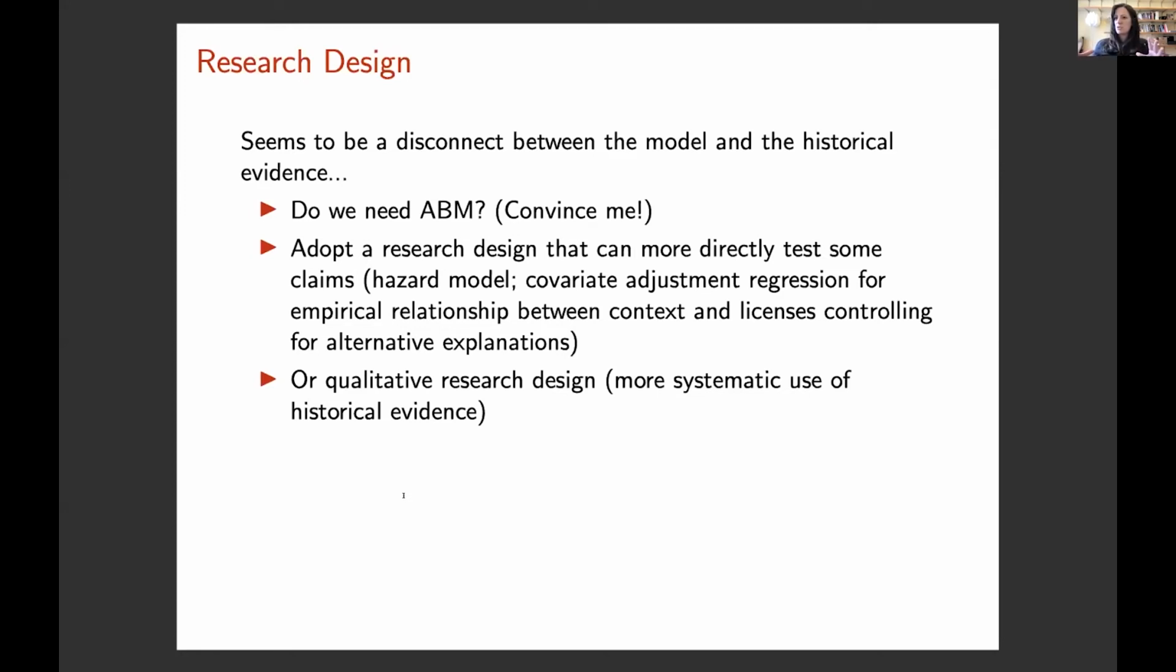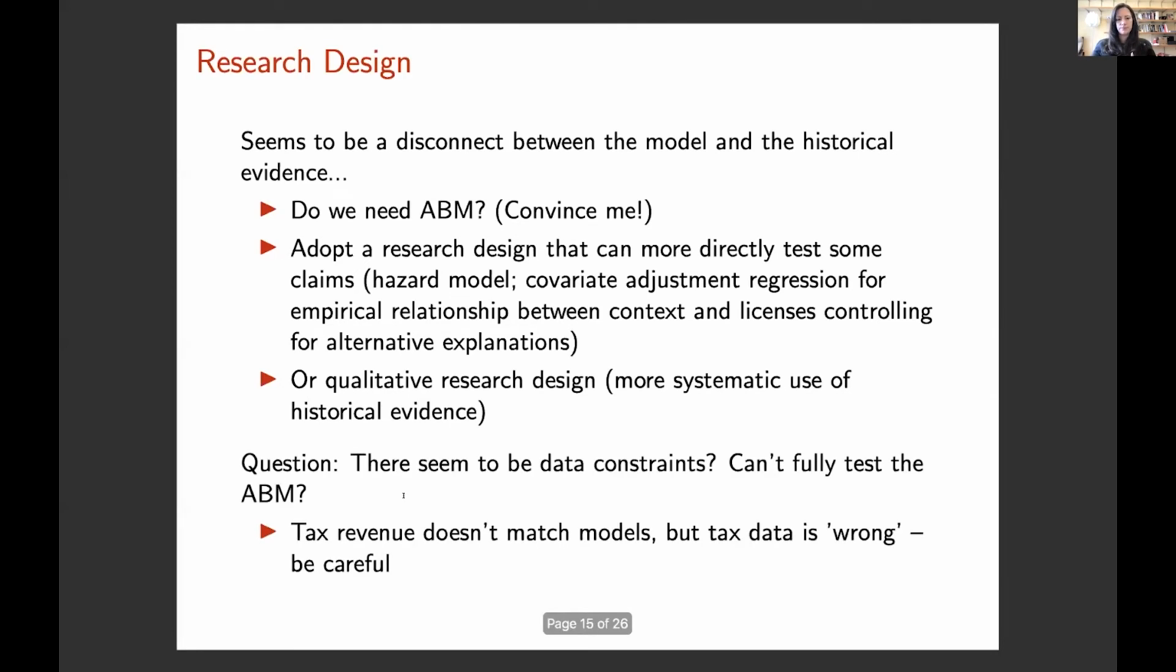And given the substantial historical narrative, it needs to have more research design there. And then when testing the agent-based model, there seems to be data constraints. So I got really interested in here, but you said there was some missing data in terms of some of the economic variables you'd like. But I would be careful because you mentioned that the tax revenue doesn't really match the predictions of your agent-based model, but the tax data is wrong. So maybe that's not an issue. If the tax data is wrong, can we trust the other data?